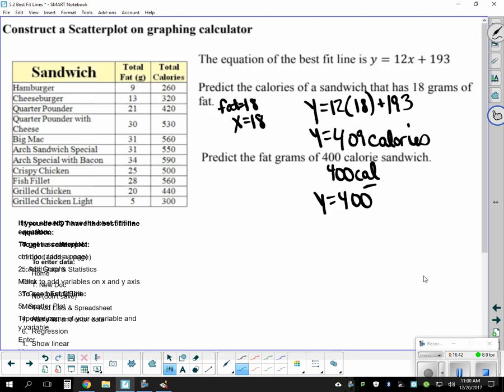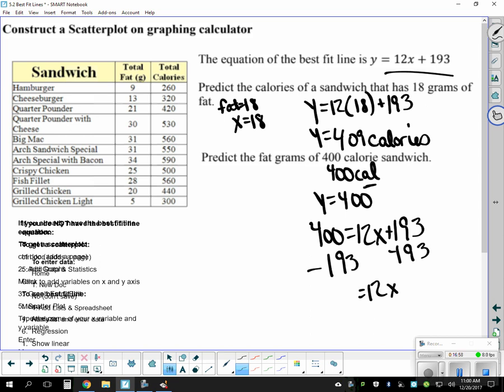Let's find it out using the equation they gave us. 400 equals 12x plus 193. We need to solve this. So we're subtracting 193. 400 minus 193 is 207. And then we would have to divide by 12. 207 divided by 12 gives us 17.25. So very close to the 18 that we thought up here.